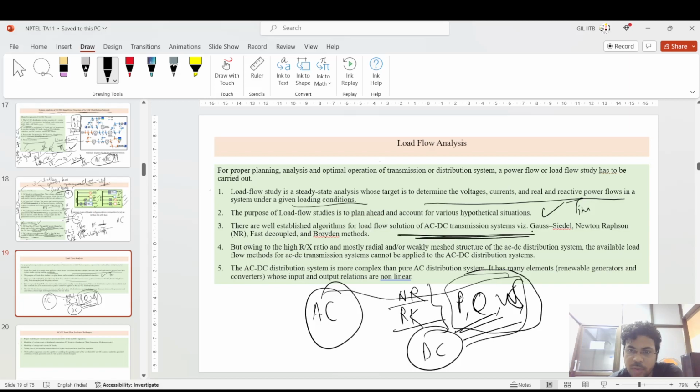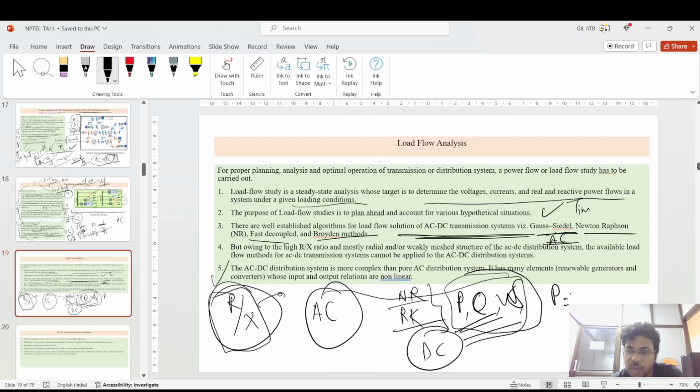The third point is that there are multiple algorithms for this AC/DC distribution system also. That is Gauss-Seidel, which was initially also there for the AC iterative system, the NR method, the fast decoupled method, the FDLF method, and the Broyden method. And there is the R/X ratio, mostly radial or weakly meshed. These kinds of AC system methods cannot be applied directly to the AC/DC system; by using the R/X ratio, you can determine which to connect and which not to connect. And in the fifth point, this is a more complex system and mostly non-linear elements exist in the system.